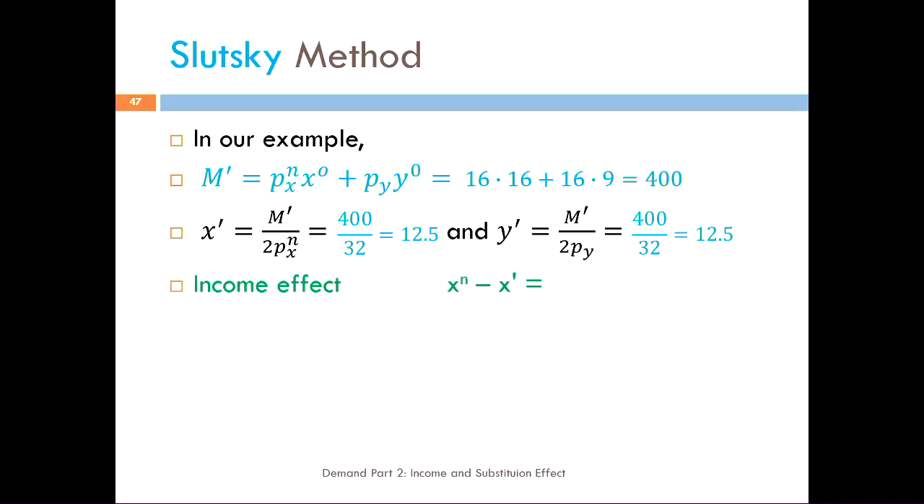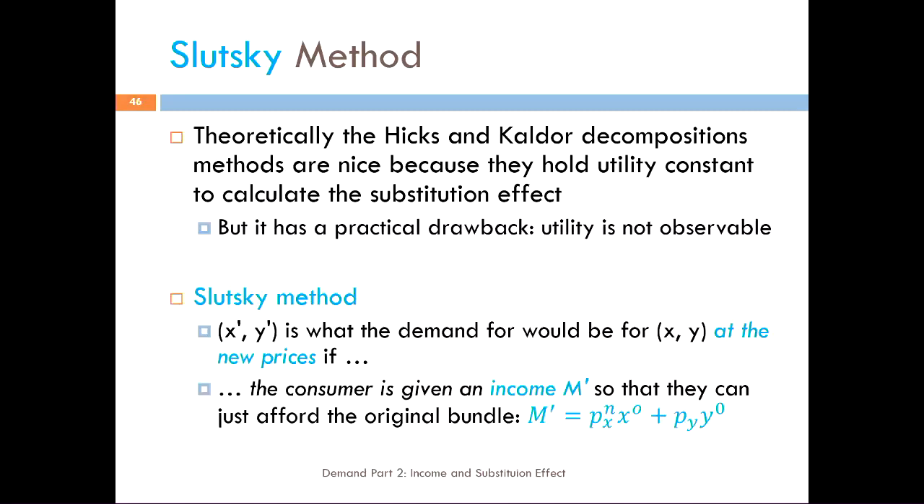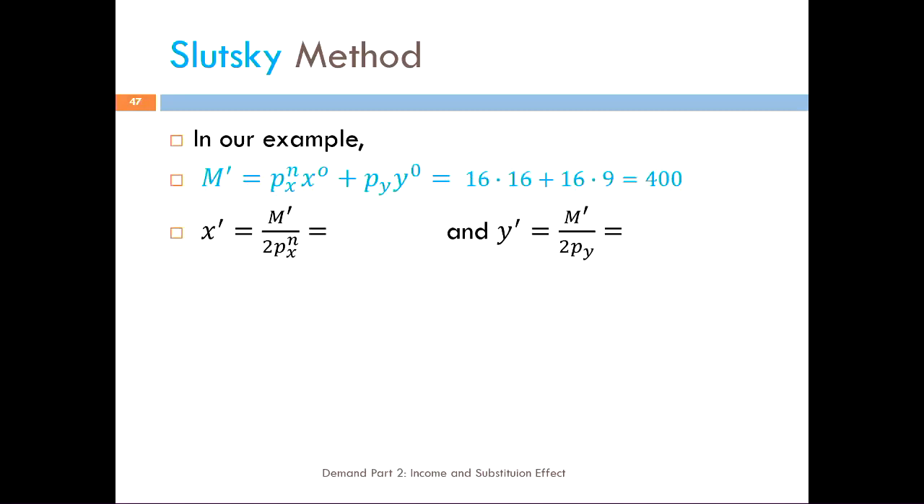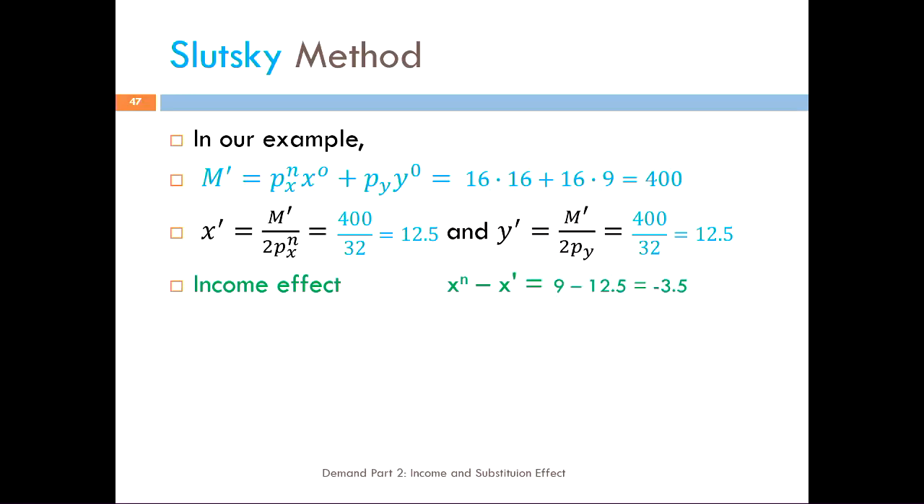Okay. So the income effect is Xn minus X prime. Why is it Xn minus X prime? I'll show you in the next diagram. So the income effect is Xn minus X prime. The new quantity demanded was 9. X prime here is 12.5. So the income effect is minus 3.5.